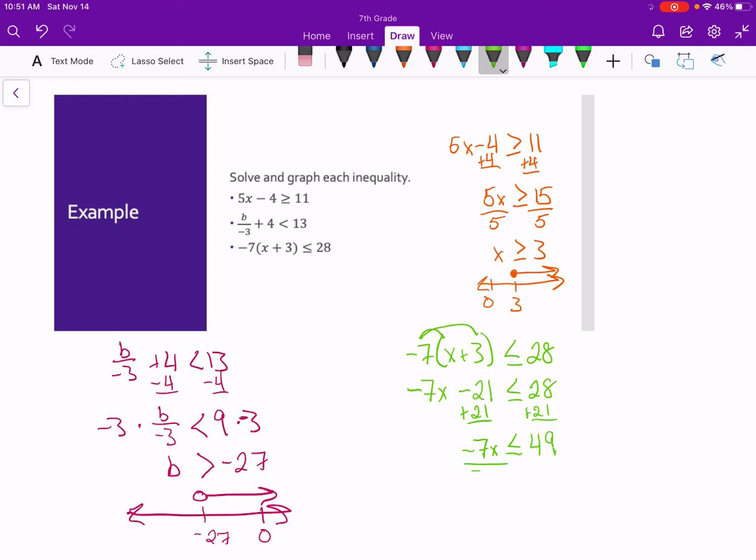Going to divide by negative 7 to get x by itself. When I'm dividing by a negative, I have to flip my inequality. So x is greater than or equal to negative 7.